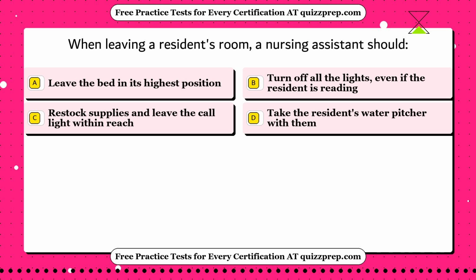Question 100. When leaving a resident's room, a nursing assistant should option A. Leave the bed in its highest position. Option B. Turn off all the lights, even if the resident is reading. Option C. Restock supplies and leave the call light within reach. Option D. Take the resident's water pitcher with them.